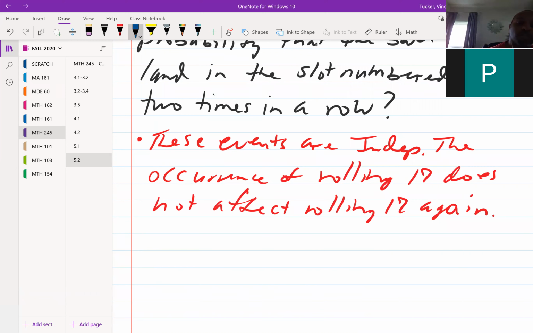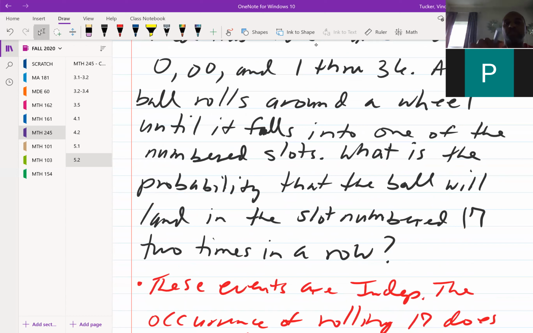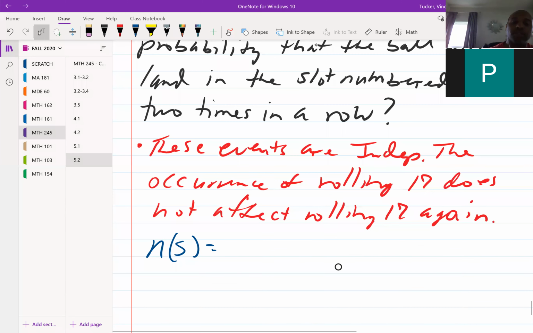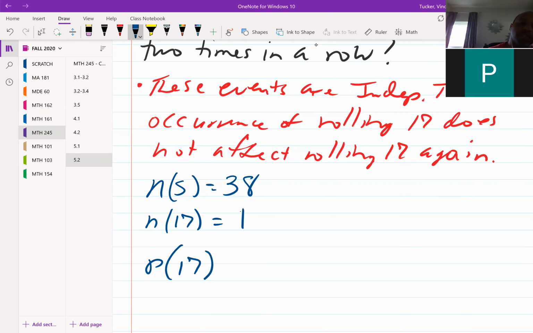First thing we need to do is establish our sample space. Remember, this is the total number of possible outcomes. We have 0, double 0, and 1 through 36. So that would be 38 possible outcomes for us. And then the number of 17s on the wheel is just 1. So the probability of getting a 17 is 1 over 38.